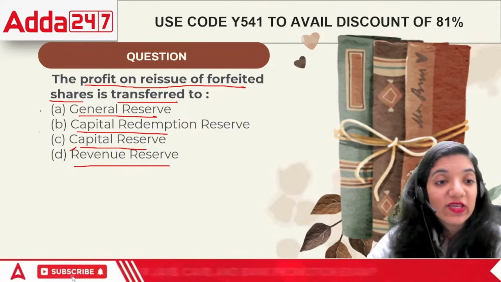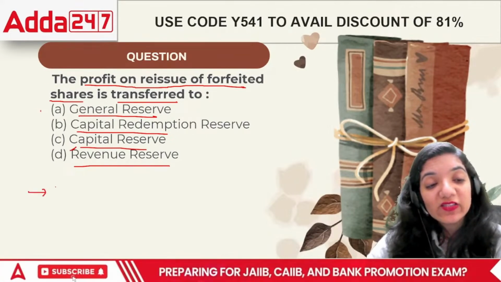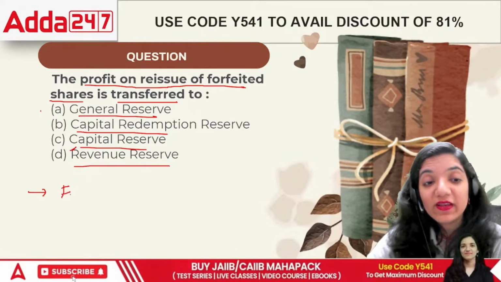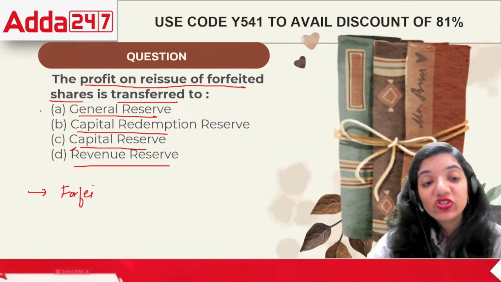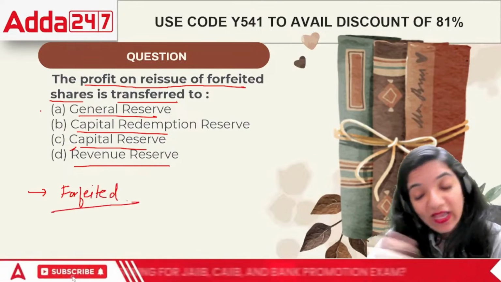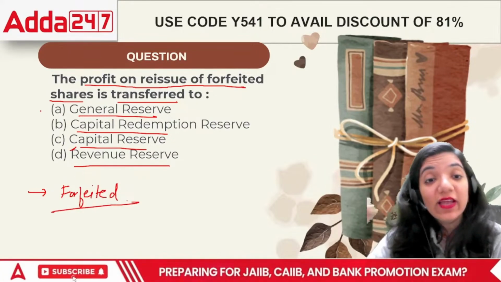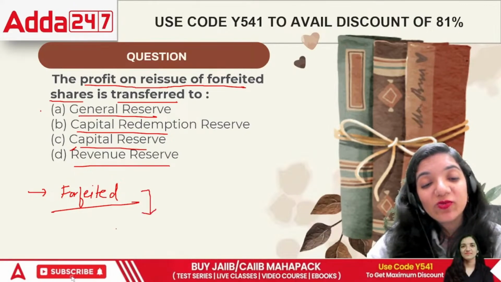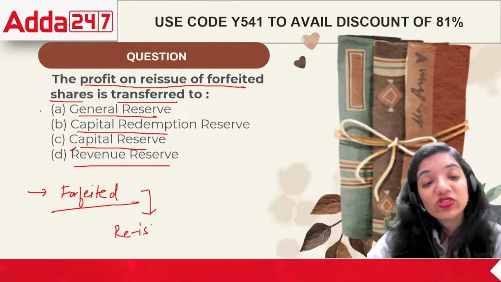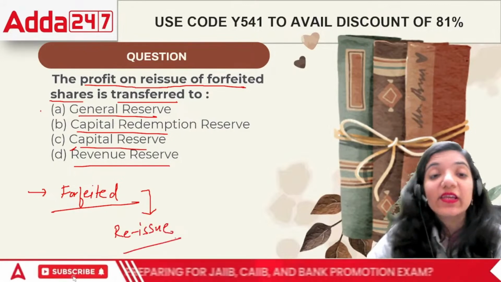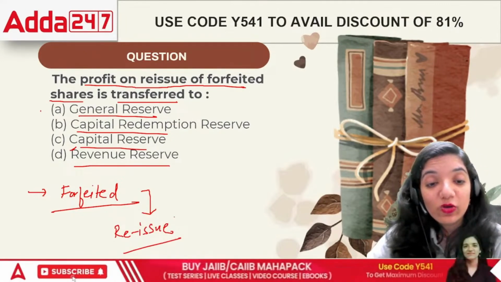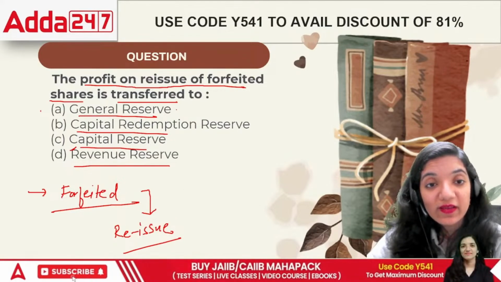What happened was the particular company asked people to pay their pending money. They failed to pay that, so we forfeited their shares. Their shares were taken back by the company. Now the company says that whatever shares were taken back, it would like to reissue those shares to someone else. That is also correct.